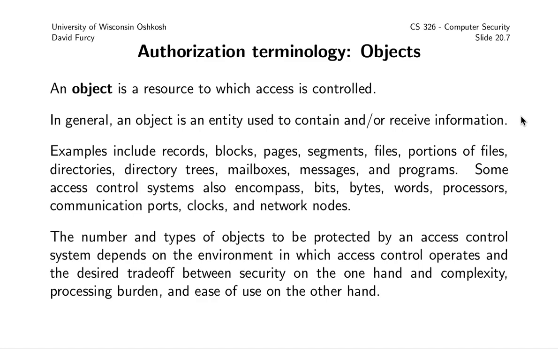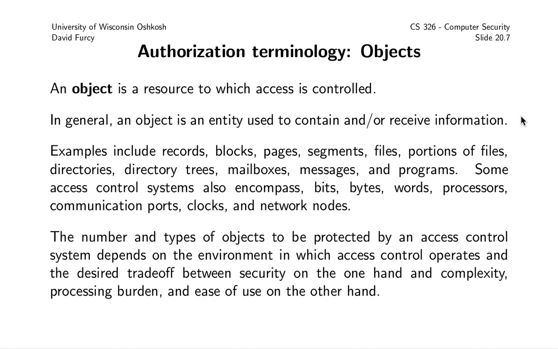It could be a record in a database, or it could be just a bunch of bytes or a bunch of words in a Word document. But it could also go as far as including hardware such as processors and ports to communicate with the outside world, or clocks and even nodes in a network. These could be considered objects because they are assets to be protected against attackers, but also other subjects who may not have access to them according to the policy.